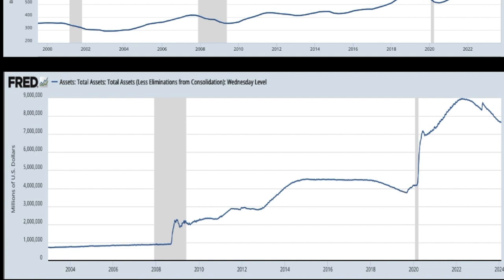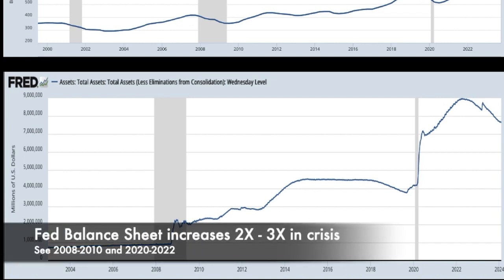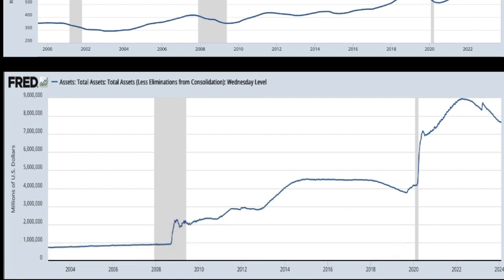We'll just say around 4 trillion prior to 2020, and then it jumped like crazy. There was a lot of bailouts, stimulus checks. There was all kinds of provisions for PPP checks for businesses, et cetera, et cetera. It actually grew during 2022 and 2023 up to almost 9 trillion. So that was really nuts.